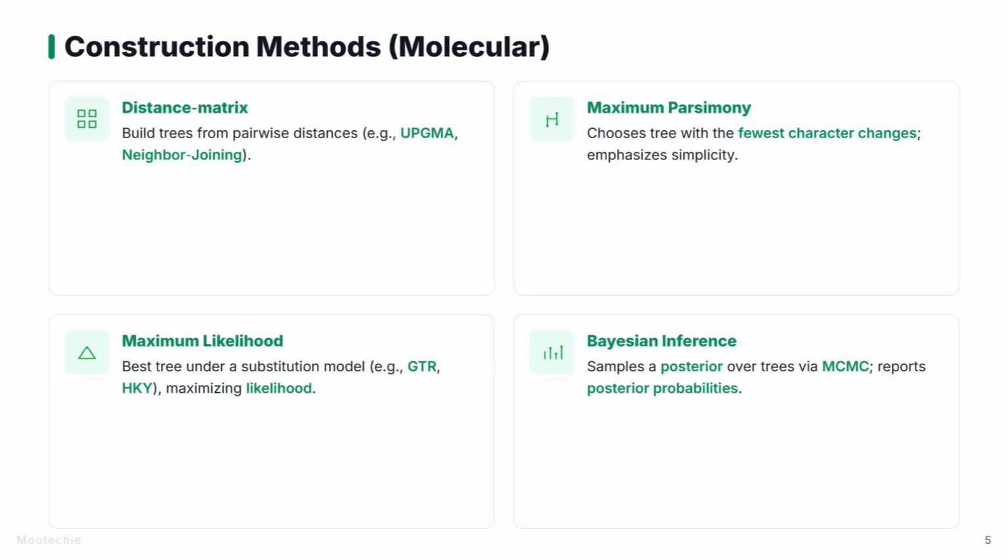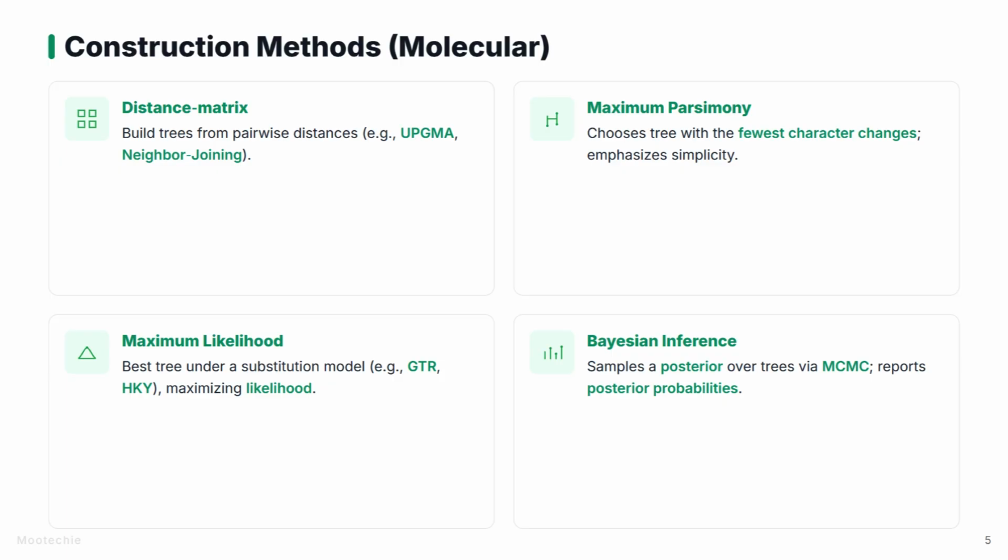Maximum likelihood finds the best tree under a specific statistical model of evolution, maximizing the probability of seeing the observed data. This is a more computationally intensive method that uses models to account for different rates of genetic change. Bayesian inference samples a posterior distribution over possible trees using Markov chain Monte Carlo and reports posterior probabilities for branches. This powerful method gives us a measure of statistical confidence in different parts of the proposed tree.